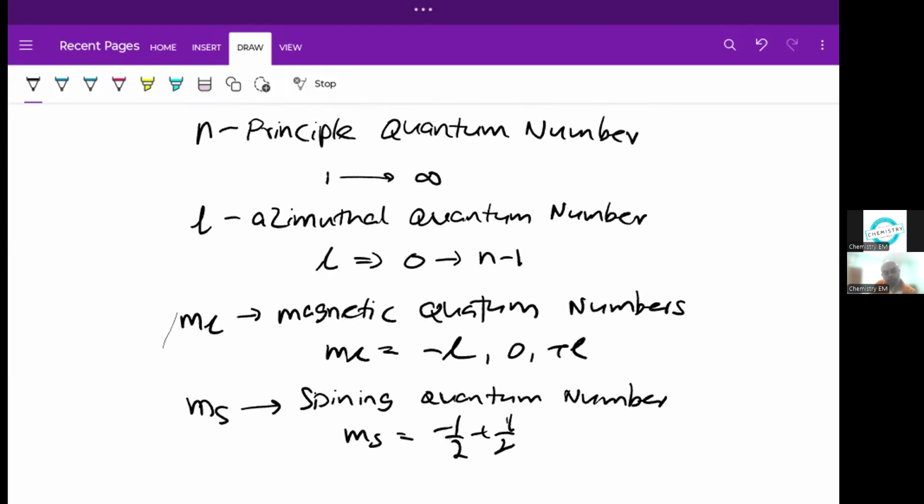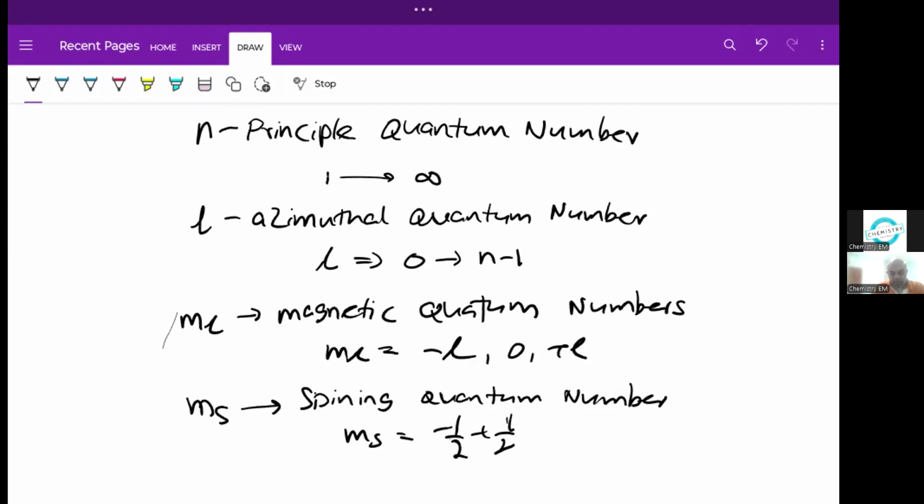Principal quantum number is the main energy level. Azimuthal quantum number is sub-energy levels. Magnetic quantum number is the orientation of the sub-energy levels. And spinning quantum number is the spinning direction of the electrons. So each and every electron has a unique set of quantum numbers. That is what we have discussed in our theory class.